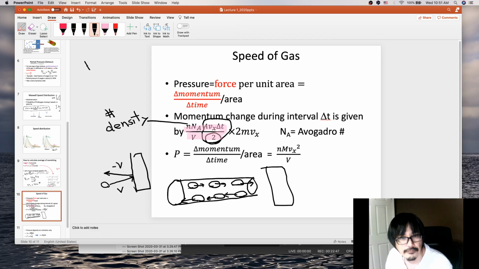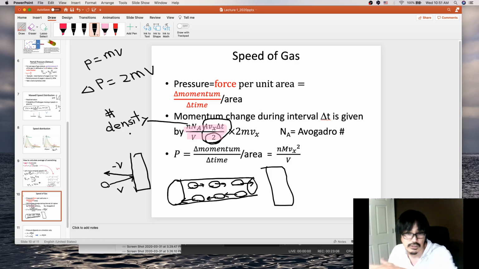Momentum, I'm going to use the little p right here, is mv, and then the change in momentum is actually equal to 2mv, right? Because the velocity changed twice, positive v minus the negative v, right? So the change in momentum is 2 times vx in the x direction, right? So that's the momentum change during the time interval t.